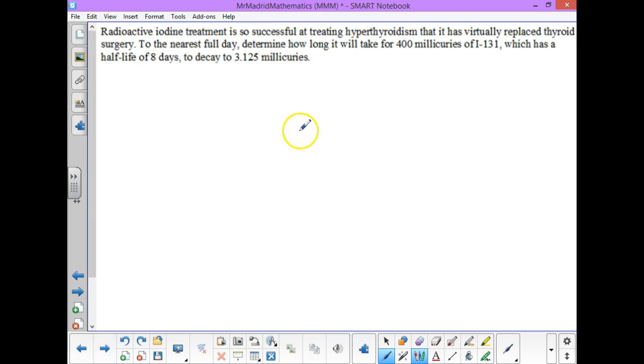Alright. This next problem reads, radioactive iodine treatment is so successful at treating hyperthyroidism that it has virtually replaced thyroid surgery. To the nearest full day, determine how long it will take for 400 millicuries of I-131, which has a half-life of 8 days, to decay to 3.125 millicuries. Okay, a problem like this is going to require a formula. So let's go ahead and provide that here.